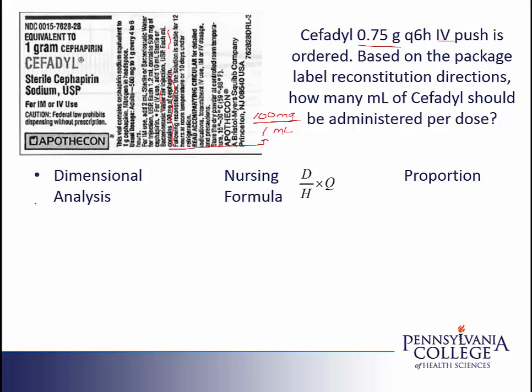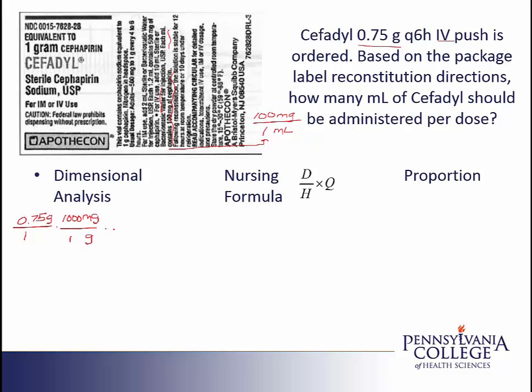In dimensional analysis, we start with the order, so in this case, the 0.75 grams. We place that over 1 as a placeholder. We want to use the strength of the med to cancel the grams, but the strength of the med is in milligrams. So next I will insert a conversion. I want to cancel gram, so I'm putting that on the bottom. I want to change it into milligrams to use the strength of the med. I know that 1 gram is 1,000 milligrams.